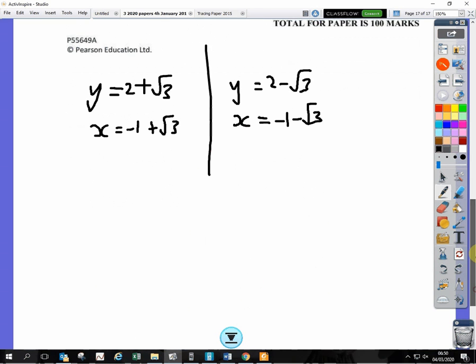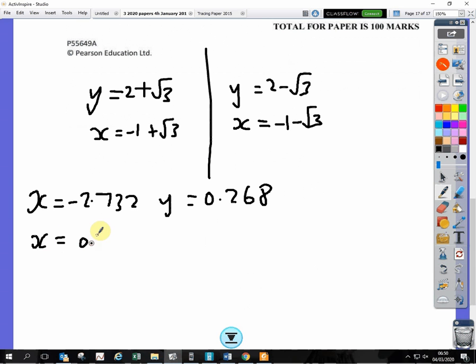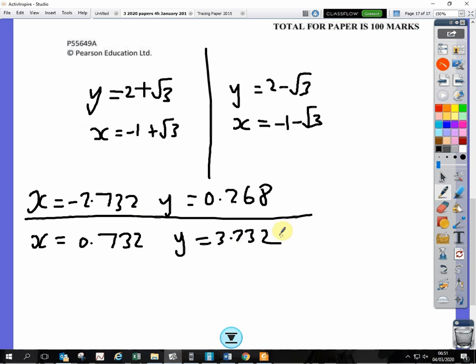Then you just need to write them down as decimals at the end, which I know is disgusting, but I have to. So x equals minus 2.732, y is 0.6268, and then x equals 0.732, and y is 3.732. Okay, and they match like that. Okay, thank you very much.